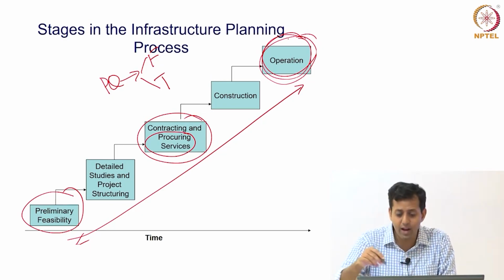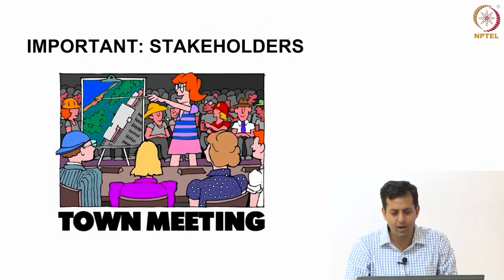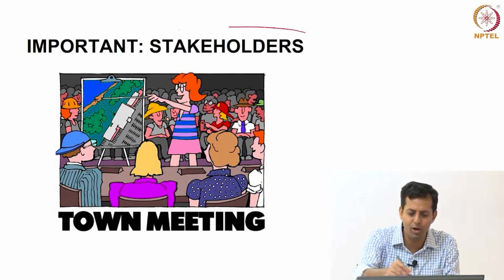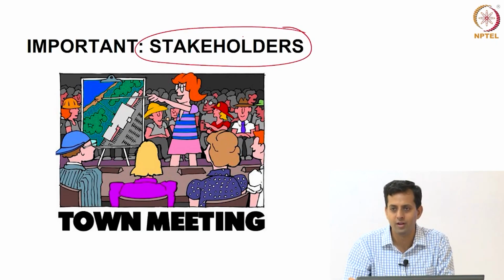But although I've drawn a nice step ladder kind of diagram, the process unfortunately is not so linear, right? The process ends up being far more messy and far more iterative, right? And the reason behind that is a very important word. How many of you have come across this word before? How many of you have heard the word stakeholders? Yeah, many of you.